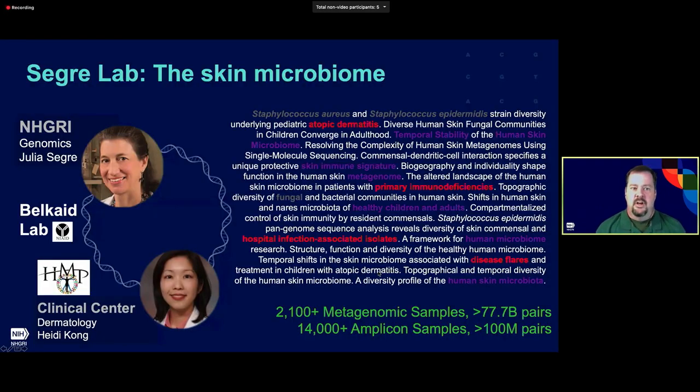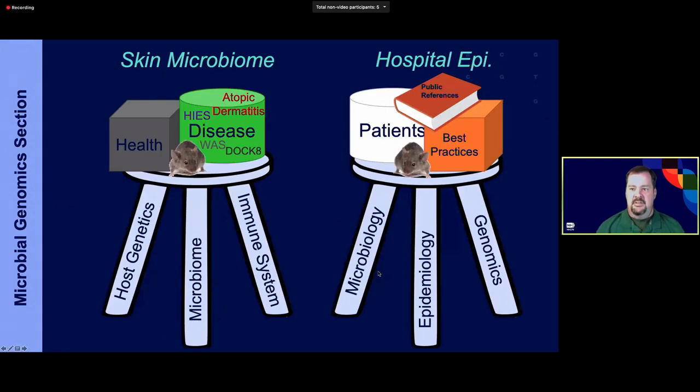So as I mentioned earlier, the lab that I am part of, which is run by Dr. Julie Segre, and our collaborator, Dr. Heidi Kong, we really study the microbiome in terms of the skin microbiome. And we have at least two arms to our lab. One of them is, as I said, the skin microbiome, where we're really interested in host genetics, the microbiome, and the immune system.